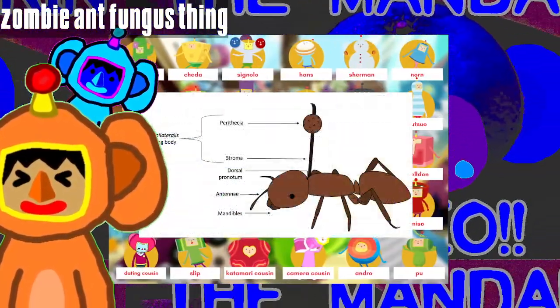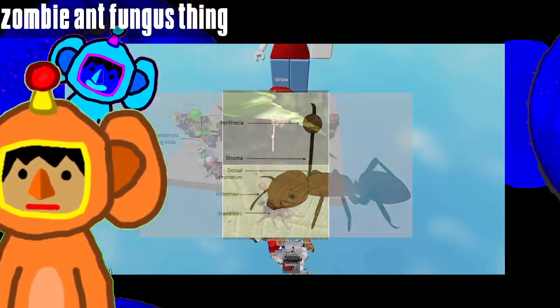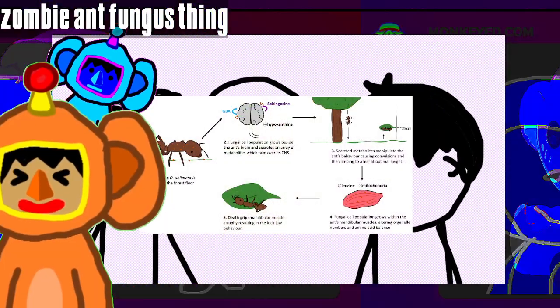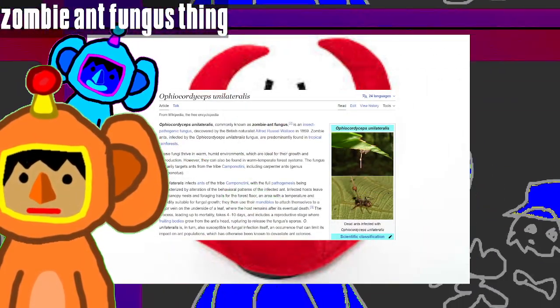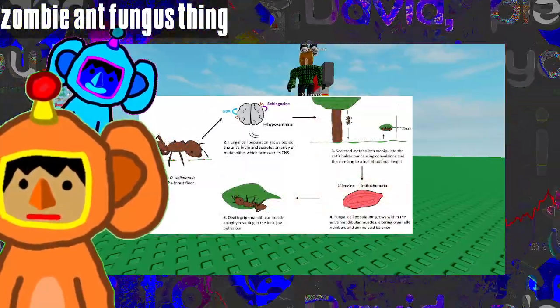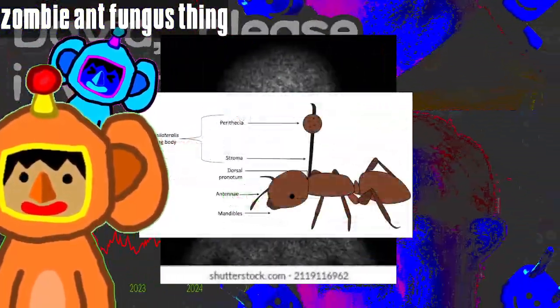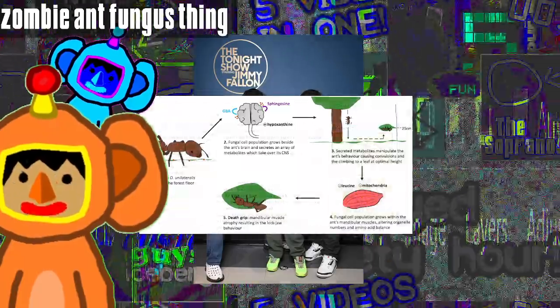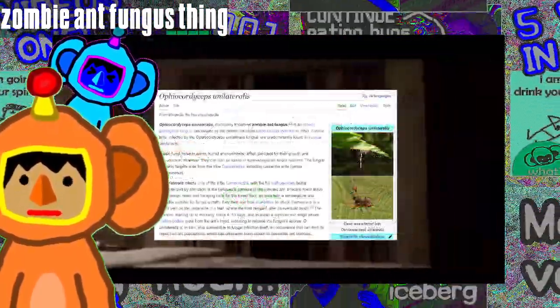Ants infected by the zombie ant fungus are predominantly found in tropical rainforests. These fungi thrive in warm, humid environments, which are ideal for their growth and reproduction. However, they can be found in warm, temperate forest systems. The fungus primarily targets ants from the tribe Camponotini, including carpenter ants.